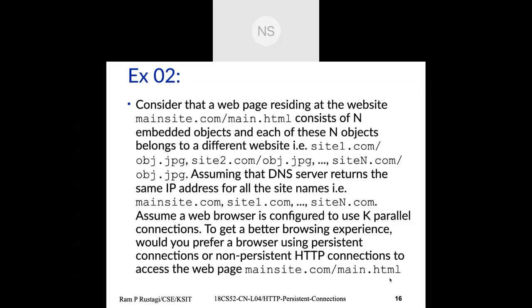For the first object, you always need to set up a TCP connection. Without that, you cannot fetch it. So the first object will take the same time. So persistent connection helps you in subsequent fetching of the objects. And that is where it will make a big difference. But if only one object, then it doesn't make a difference.